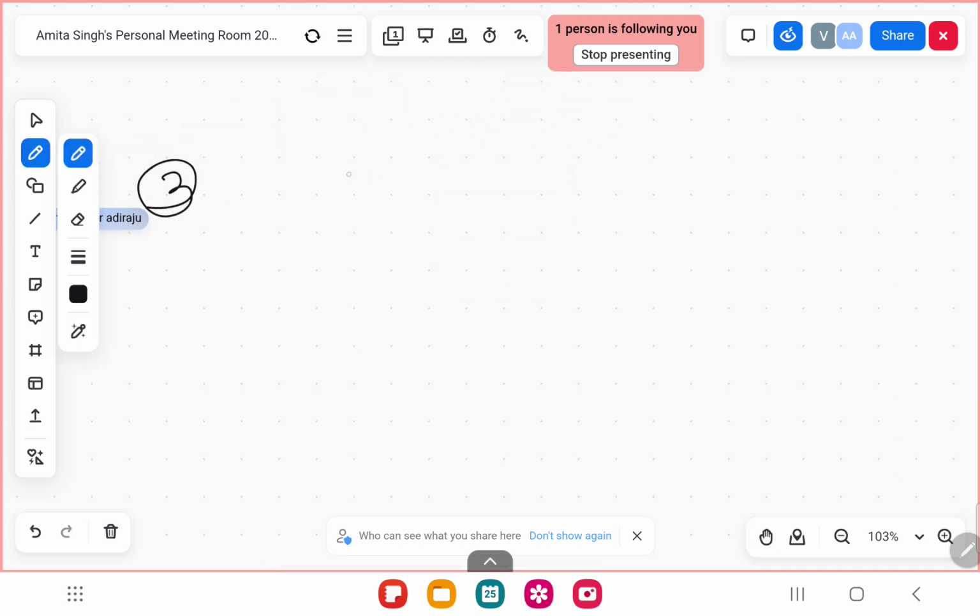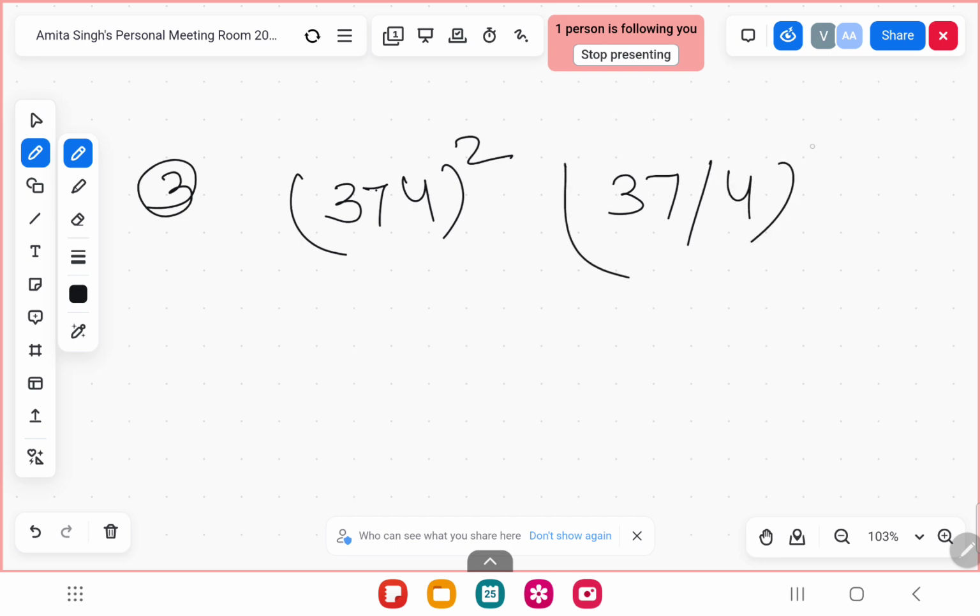Let's take a number. 374. Okay, done. Good. So now quickly split: 37, 4. Now we will find the square of 37.